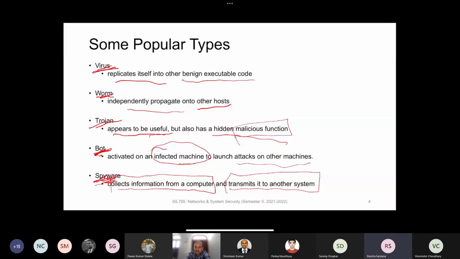Sir, is Microsoft Security Essentials enough for a Windows system, or do we need to have more, like McAfee and all? So we will talk about intrusion detection systems, and hopefully you will get some intuition about what is enough.